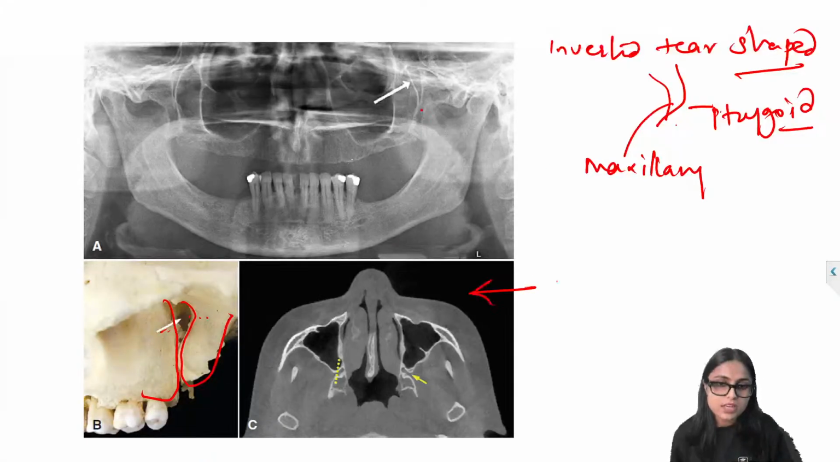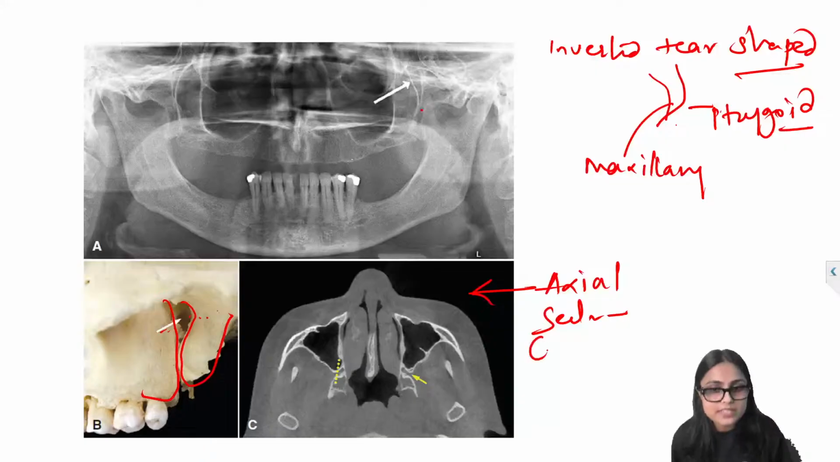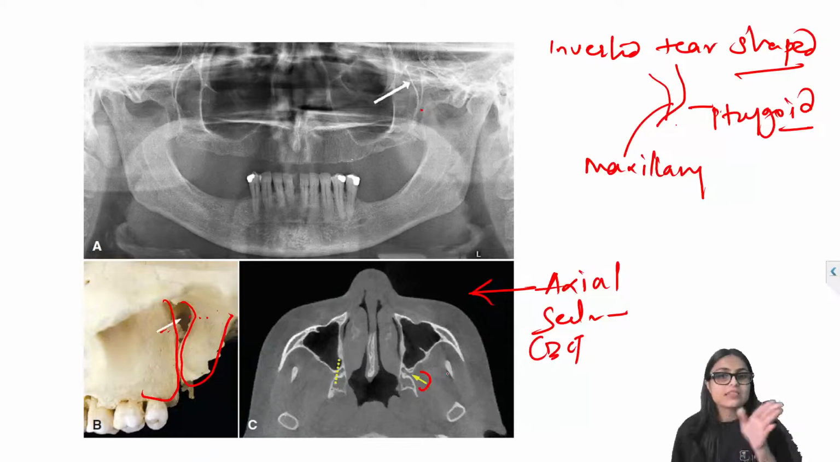So this is the axial slice, or axial section, of CBCT. Here also this yellow arrow is pointing out this fissure, the pterygomaxillary fissure. So this is the pterygoid bone, and this is a part of the maxillary bone. So this is the easy one.